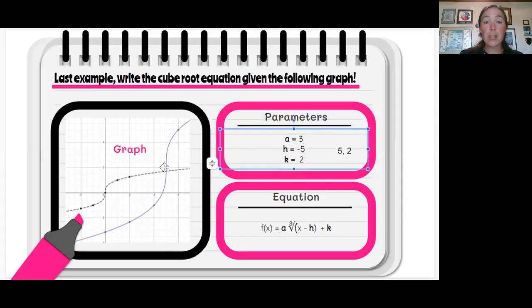Now remember, we're always going to go 1 to the right. So if I go 1 to the right and then I have to go down, that means that my A value would be negative. So now I'm ready to go ahead and go in and replace these. So this is 3. My H value is negative, so I'm just going to put 5. And my K value is already positive, so I'm going to put 2. And this would be the graph that we would get.